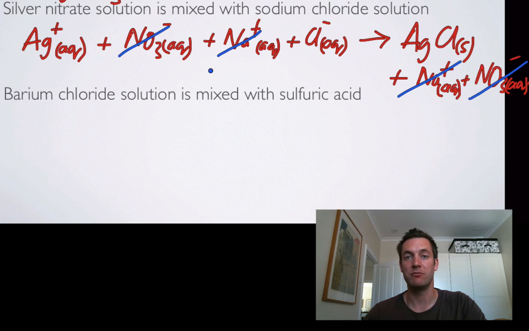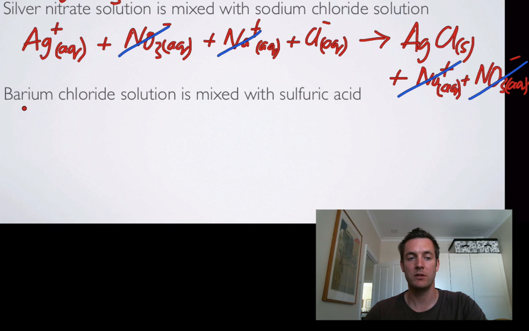You don't have to rewrite this equation without the spectators in it at all, okay? Some people can just do it straight away in their heads without the spectators. If you need to show them there as you're working and then cross them out, that's absolutely fine. Let's just have a look at another example.